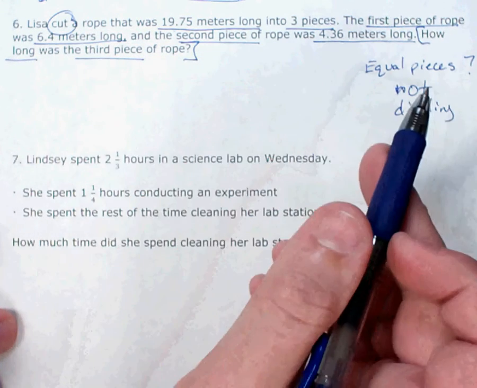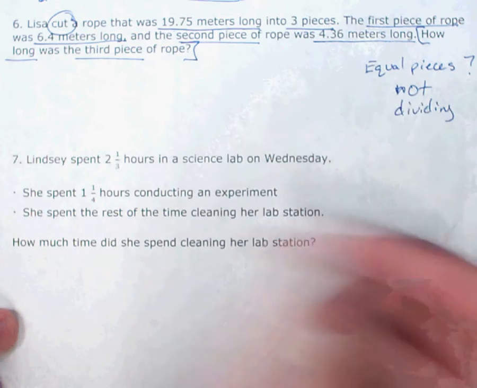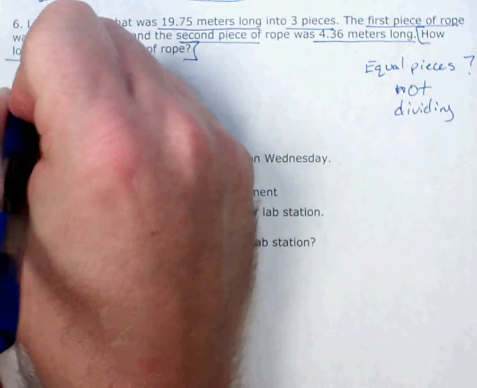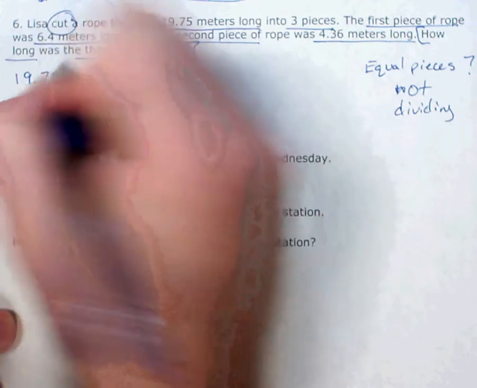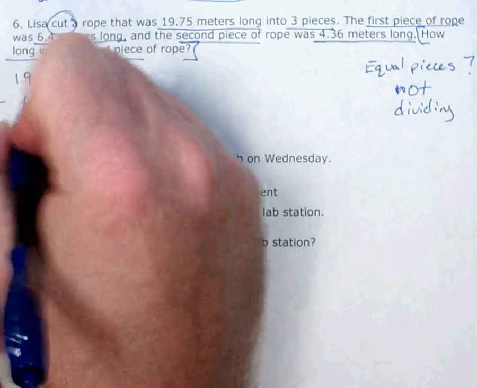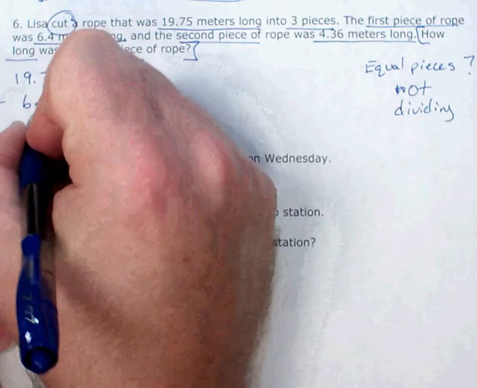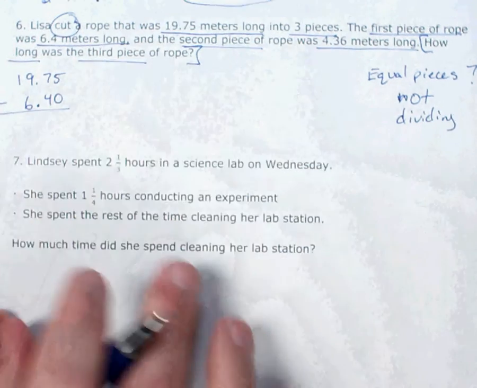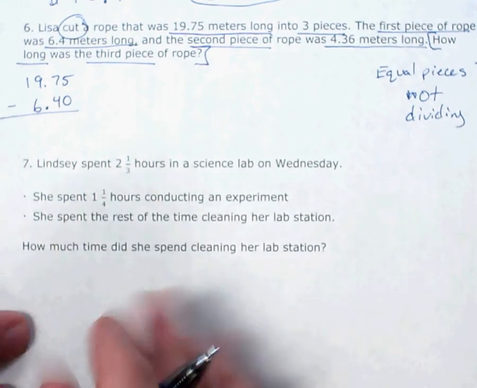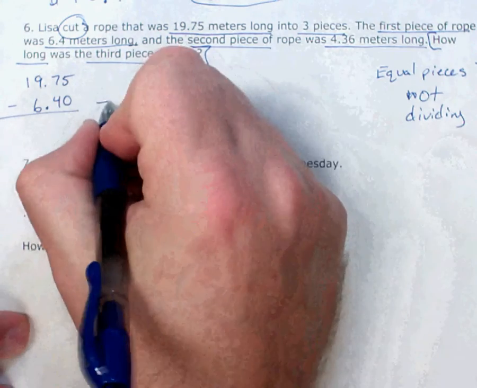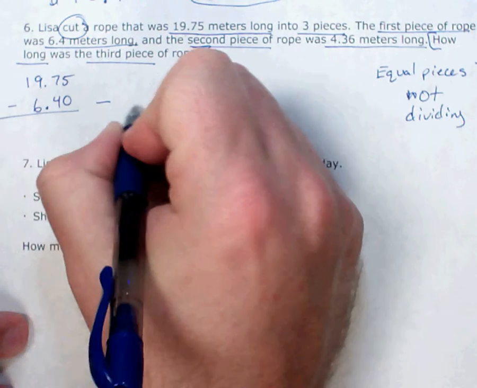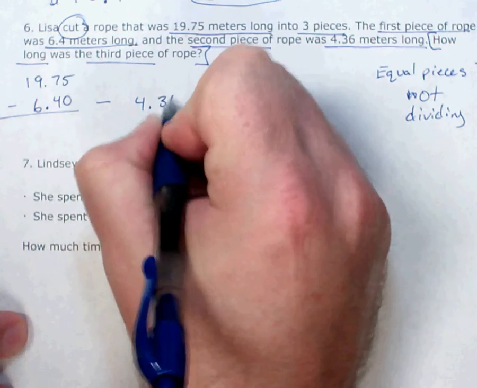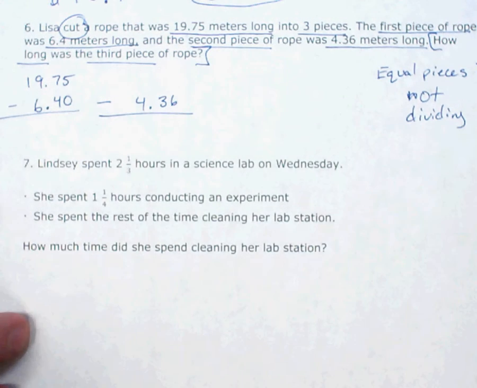So one thing we could do is set up 19.75. We could subtract 6.4. Again, remember to line those decimals up and put any zeros in that are needed at the end. And then whatever we get from this answer, we would then subtract 4 and 36 meters from to get our final answer. So that's one way we could do it.